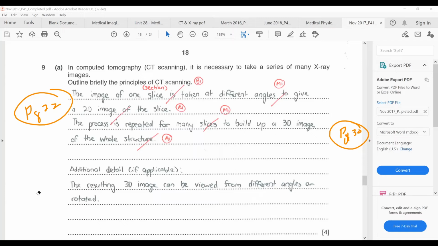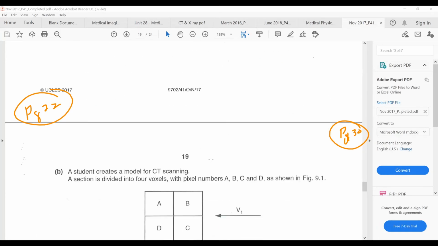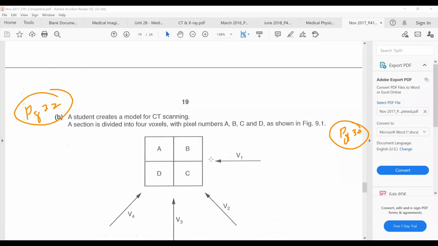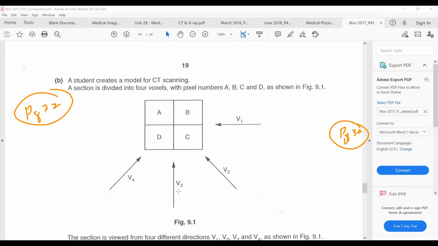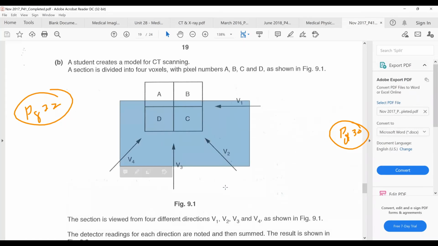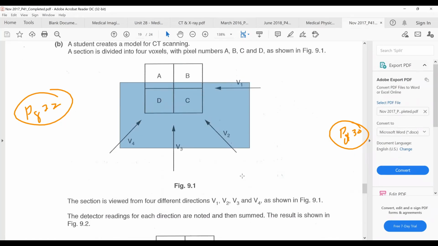The one that will be more relevant to what you've just done is page 23, the one on the next page. Okay, so this one I don't think there's any issues here. You just need to look at page 23, the page next to it. Okay, now this one they tell you a student creates a model for CT scanning. A section is divided into 4 voxels with pixel numbers A, B, C, D as shown in figure 9.1. Okay, the section is viewed from 4 different directions. It's scanned from 4 different directions, V1, V2, V3, V4 as shown in figure 9.1.